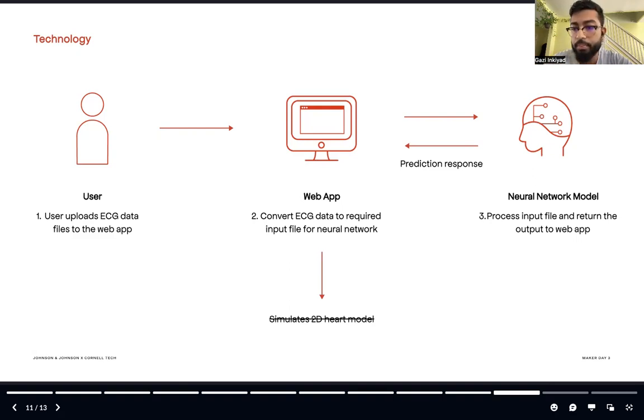identify the problems and where the problems are arising from, and then output it into a visual format where the doctors and other medical experts would be able to interact with it. So that's the gist of our technology that we have currently.